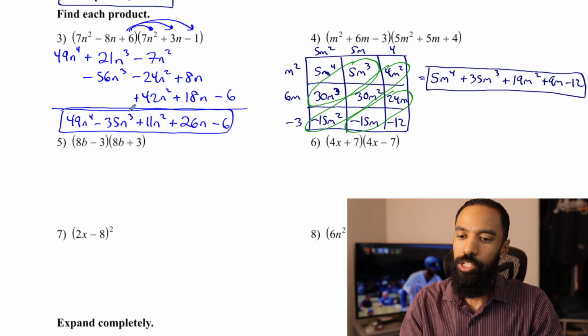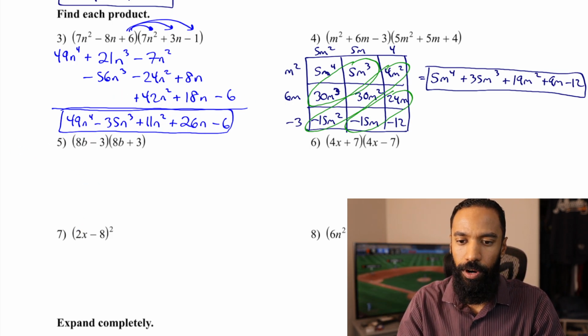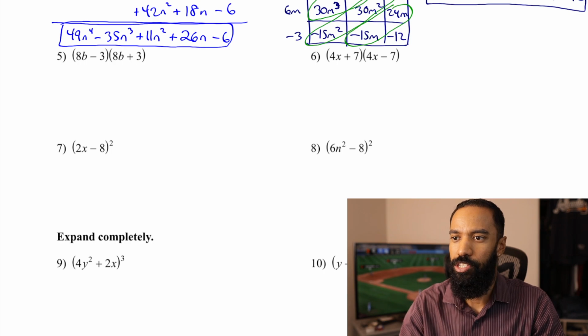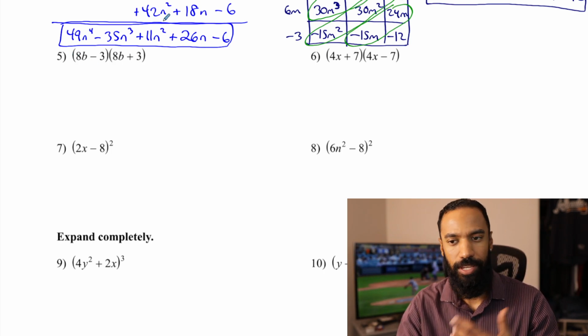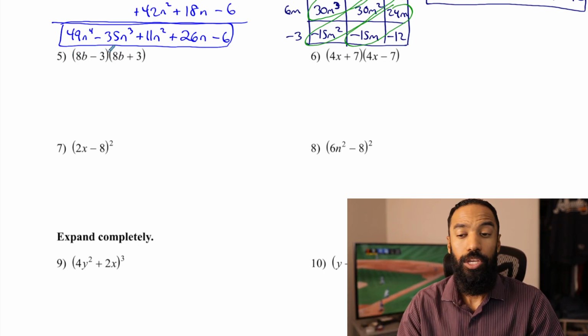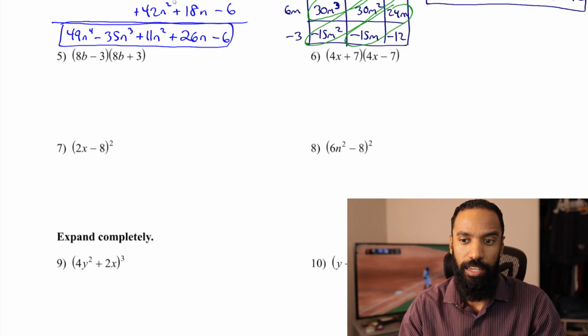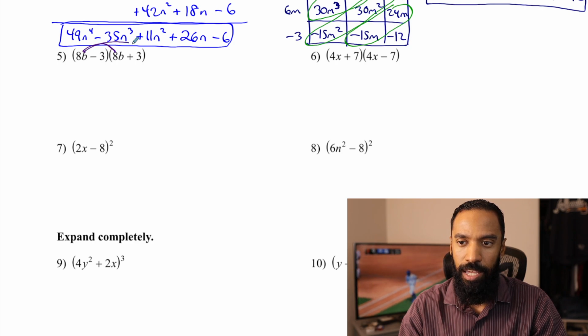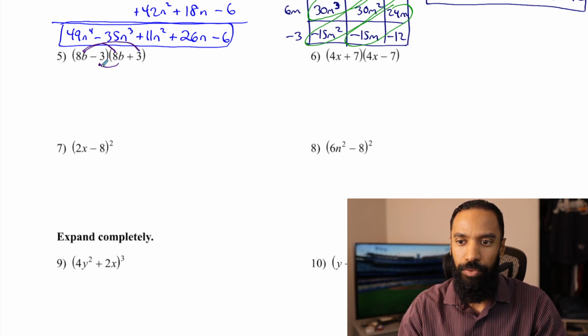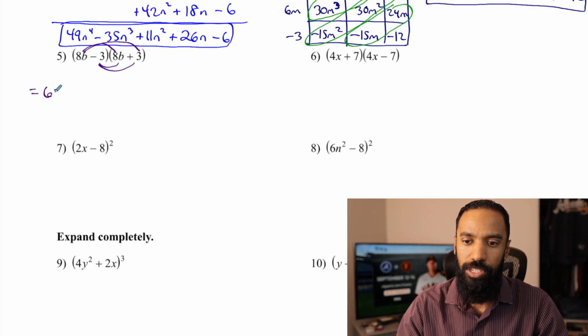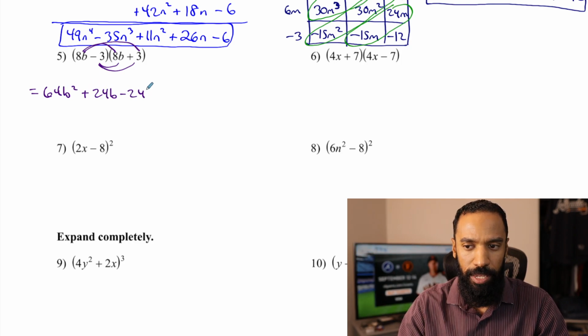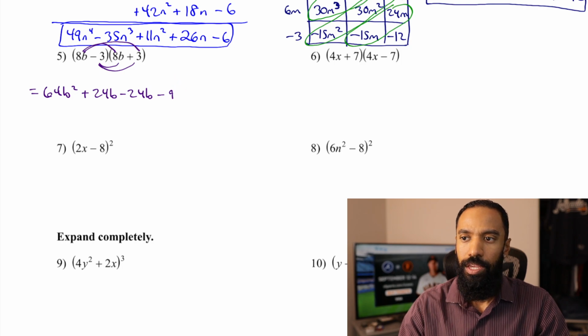Okay, these next ones right here, the next 4, are all special cases. They're not as simple as FOIL when you distribute first, outside, inside, last, and do what we did before. You can. I'm probably going to do it for the first one just to give you that grasp again. Multiply 8b by 8b and 3, and negative 3 by 8b and 3, and you get 64b squared plus 24b minus 24b minus 9. You see the middle terms cancel and you're left with 64b squared minus 9.